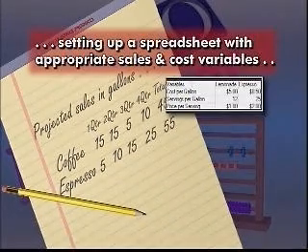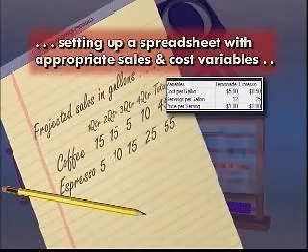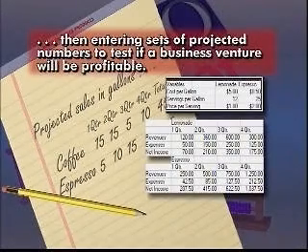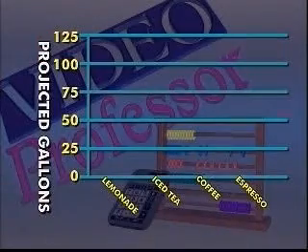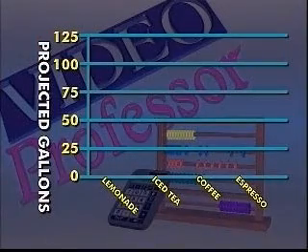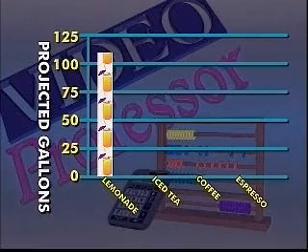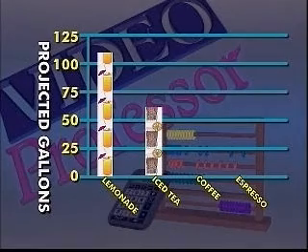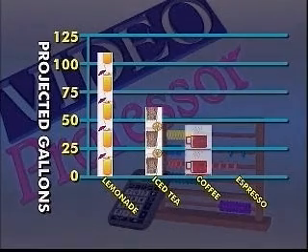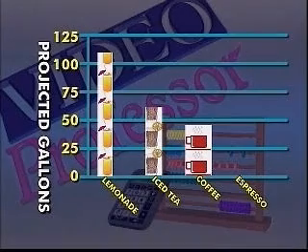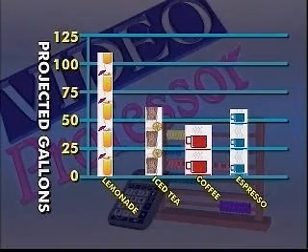Setting up a spreadsheet with appropriate sales and cost variables, then entering sets of projected numbers to test if a business venture will be profitable. For our analysis of Lemonade Plus, we'll keep things simple by using projected sales to decide if the new products might be profitable in the long run. We won't deal with startup and fixed cost, such as the price of a new espresso machine.